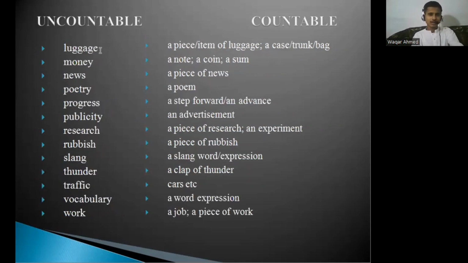And here are other uncountable nouns which could be used as countable as well if you go this way, if you use this way of transforming such uncountable nouns into countable nouns. And don't you be worried about that. Inshallah, I'm going to do a video lesson on uncountable nouns as well, right?